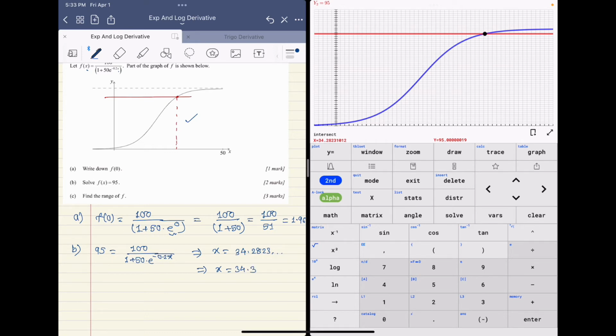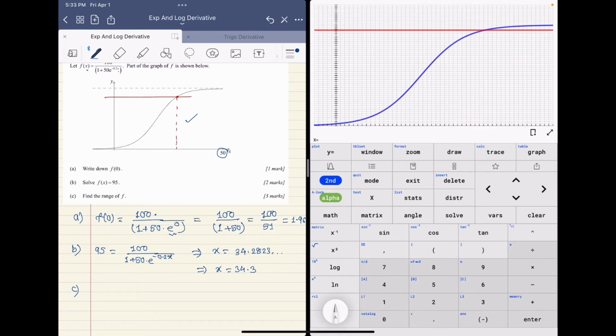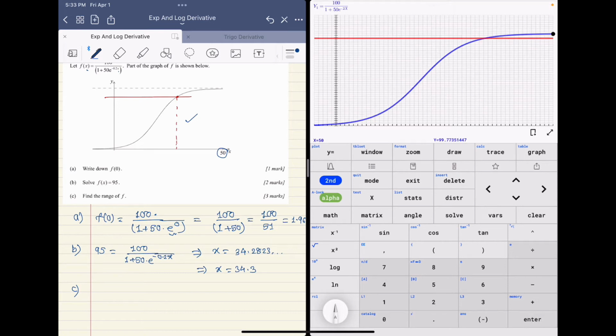C part. Find the range of f. You can see clearly the maximum value of this function is 100. And if you want to check what is the value, because the maximum x value is 50, let's check at 50. So I will again use the second trace and value option. So you can find out any value for a particular x value. So I'm taking maximum value of x as 50. I can see that the y value I'm getting is 99.77. So it is approximately equal to 100.